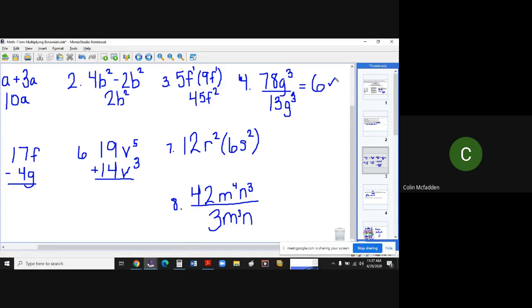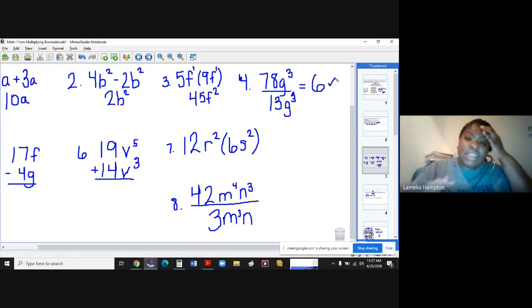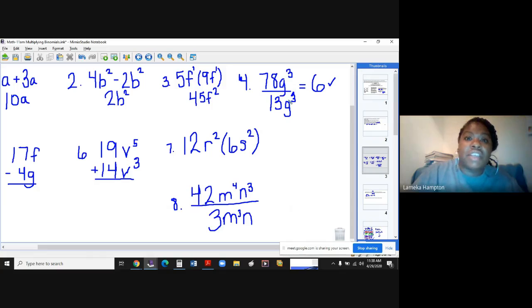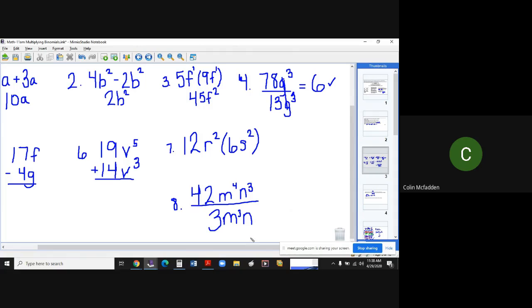No, it's not. It's just only 6 alone, because when I subtract my exponents, which is 3 from 3, that leaves me with 0. So in essence, these cancel out.